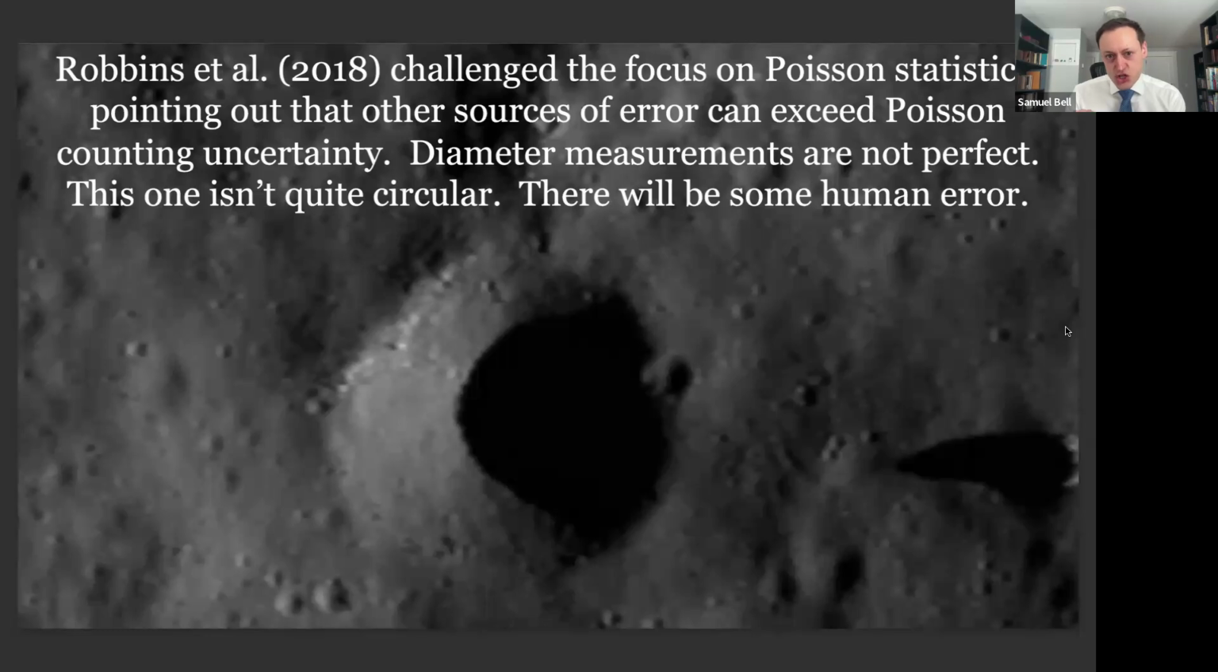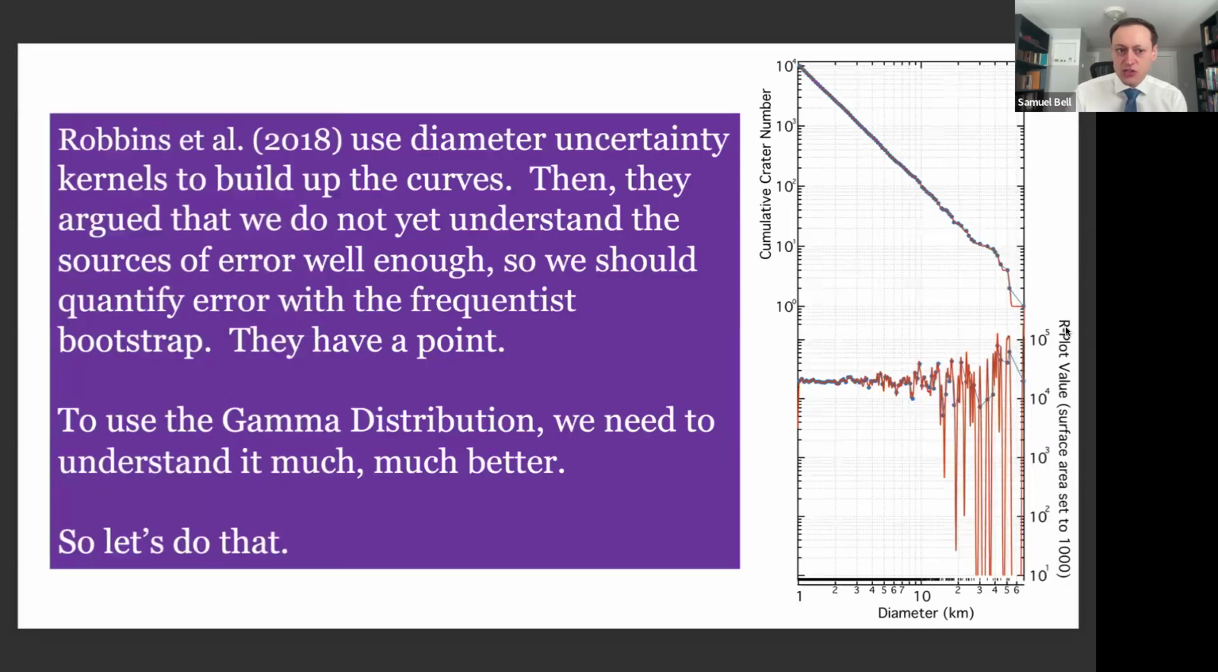Robbins et al., 2018, challenged the focus on Poisson statistics, pointing out that other sources of error can exceed Poisson counting uncertainty. Diameter measurements, for instance, are not perfect. This one isn't quite circular. There will be some human error. They used diameter uncertainty kernels to build up the curves, and they argued that we do not yet understand the sources well enough, so we should just quantify error with the frequentist bootstrap, and they do have a point. To use the gamma distribution, we need to understand it much, much better.